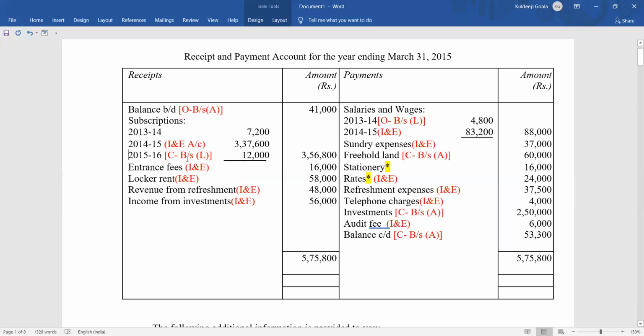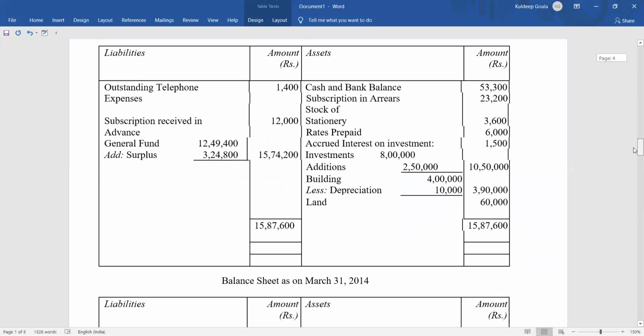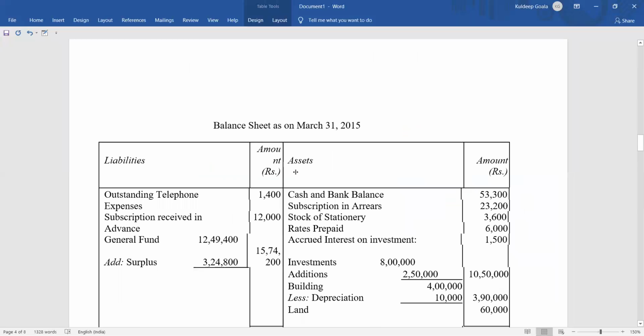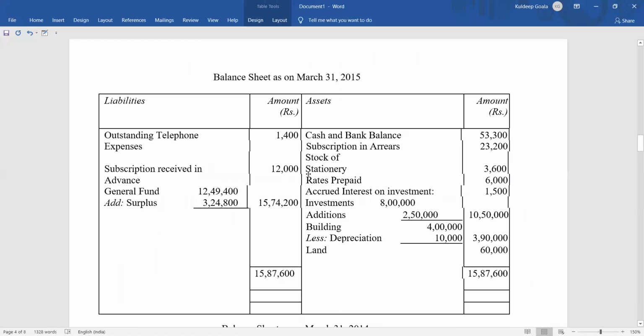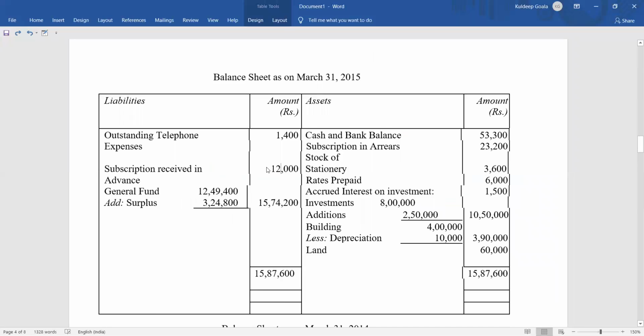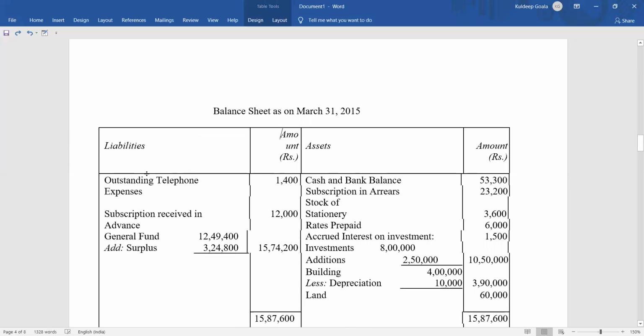Here it is. Subscription of 12,000, which you have received for 2015-16, will come in the closing balance sheet liability side, 12,000. Subscription received in advance of 12,000. Right. So this will come here. Subscription received in advance for 12,000 rupees. Clear?